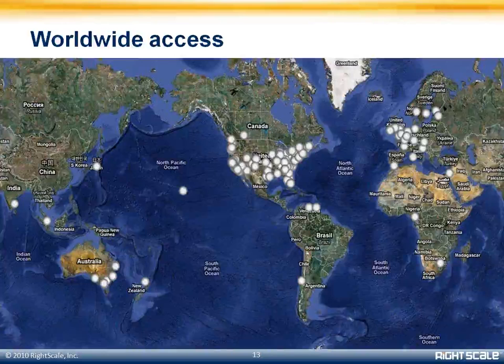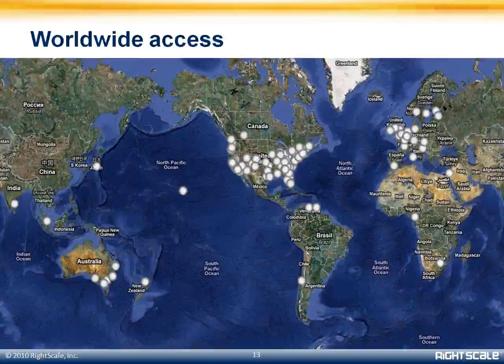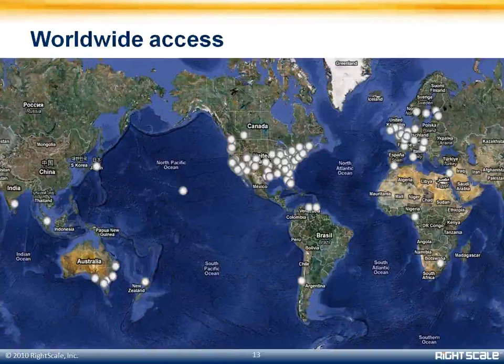A little overview of who's using cloud today. So this is a map of RightScale users, RightScale customers. What we discovered, a little bit of a surprise to us, is how fast cloud computing spread globally. So you can see from these white dots that really our customers span the globe. And part of the reason for that is the ease of access to data center resources through a web browser.